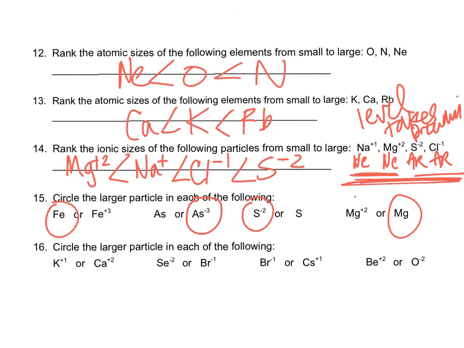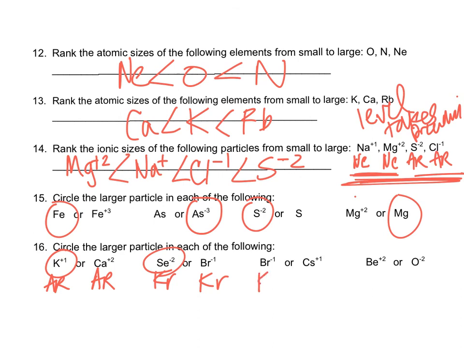Circle the larger particle. Here we got to, again, see what they're isoelectronic to. This is isoelectronic to argon. Both of those are. So which one is larger? Well, the one that has less of a nuclear pull. That guy. These are both isoelectronic to krypton. So which one is larger? That one.